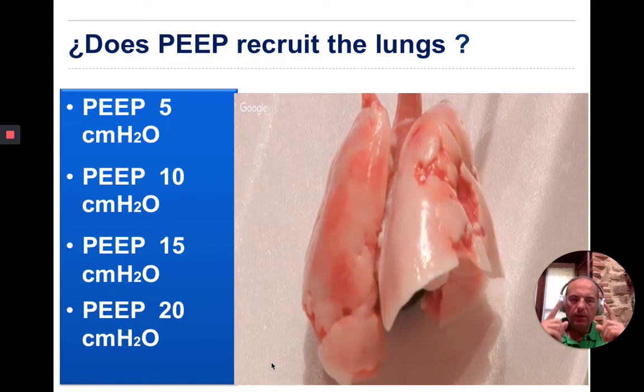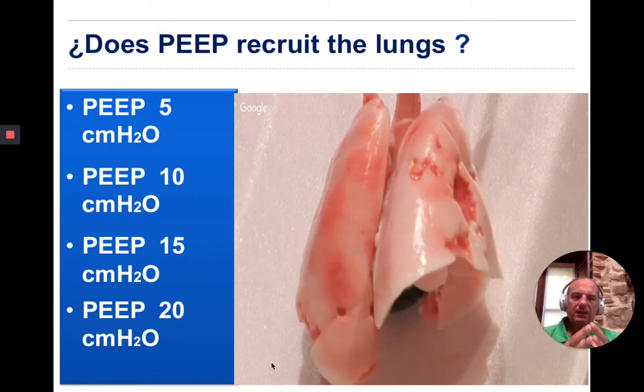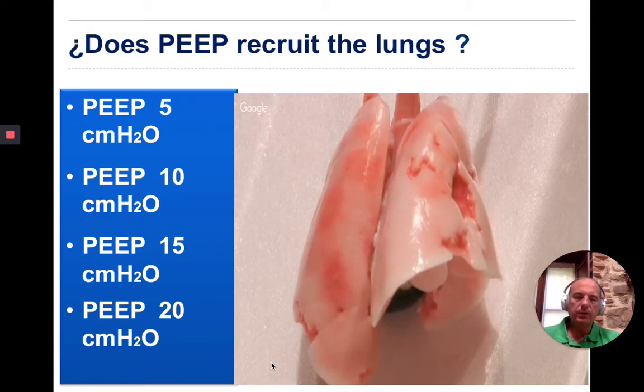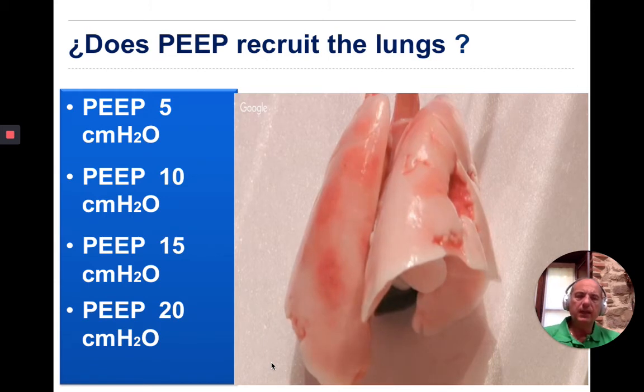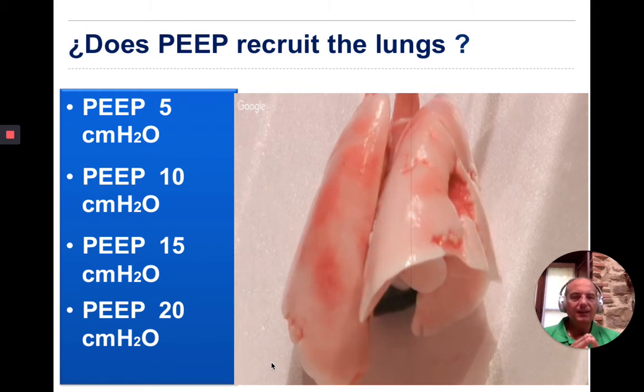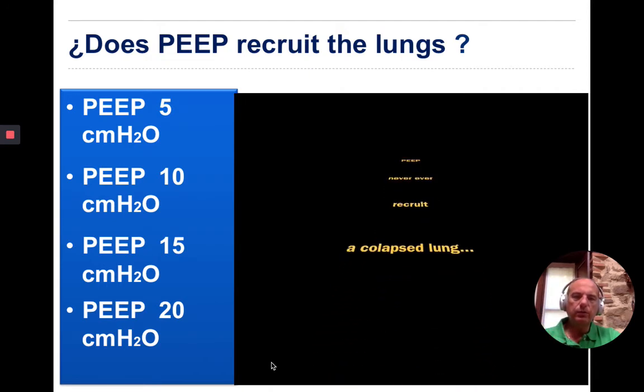But remember, this is not the maximum alveolar pressure, because in this case we don't have a thoracic cage. So in this case, alveolar pressure equals, by definition, transpulmonary pressure. But this is not the reality. Whenever you are working with lungs inside the thoracic cavity, the pressure you see in the ventilator is not the same as the transpulmonary pressure. So PEEP never ever recruits collapsed lungs.